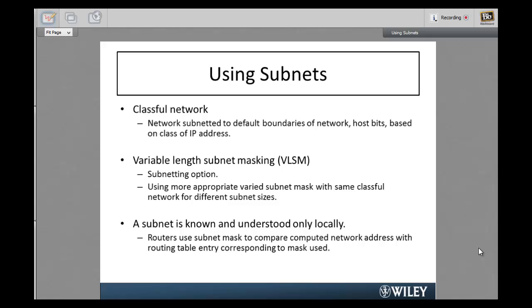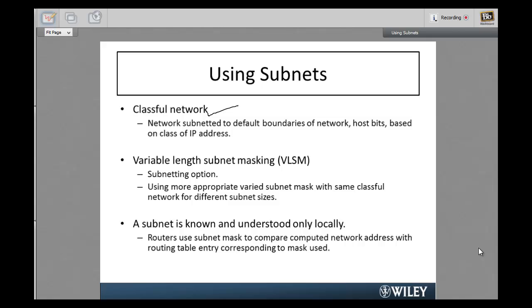So using subnets, you can have the Classful Network, which is the network subnetted to the default boundary of network and host bits based on the class of the IP address. If your network is divided according to a class, like class A, B, C, then it's called a Classful Network. Otherwise, it is not classful. There is something called the variable length subnet mask, which is a subnetting option. Use more appropriate varied subnet masks with the same classful network for different subnet sizes.